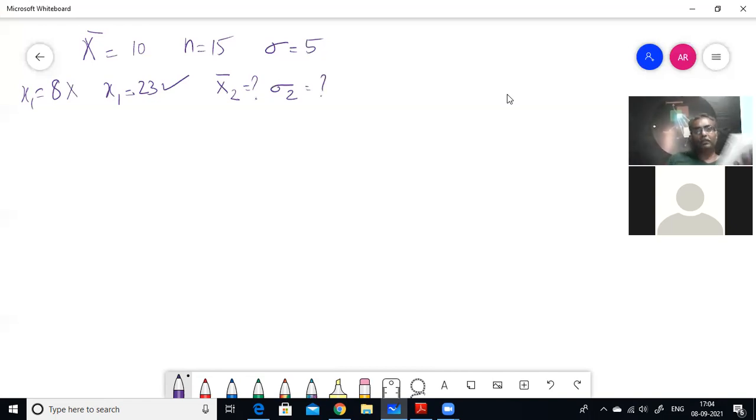It's very simple if you understand the logic. Now, what is mean? The mean formula is sigma xi by n. That is the mean formula. Here mean is given. What is mean? How much is mean? 5.